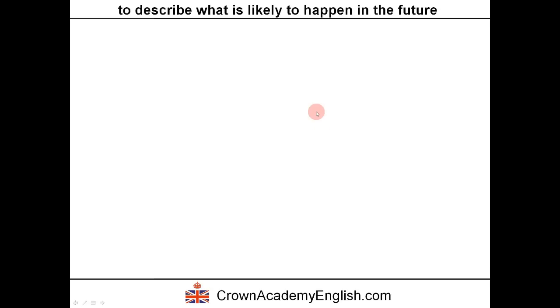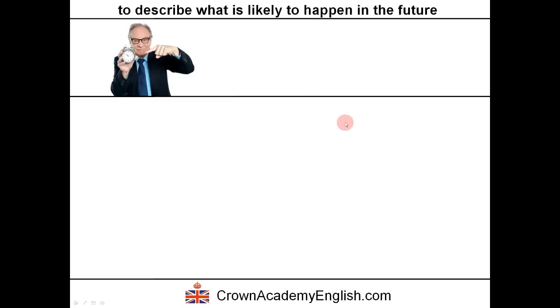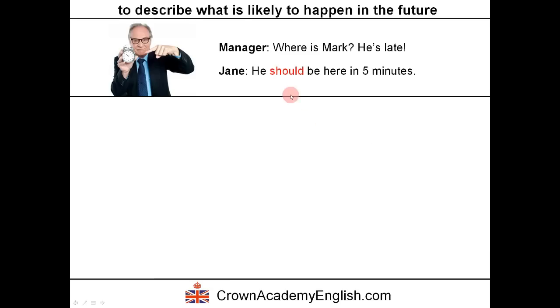To describe what is likely to happen in the future. So the manager asks, where is Mark? He's late. And Jane replies, he should be here in 5 minutes. So Jane is saying that it is likely that Mark will be here in 5 minutes. Likely, this means it is highly probable. It is very probable. There's a big chance that it will happen. So it's almost like a prediction. He should be here in 5 minutes. It's a prediction.